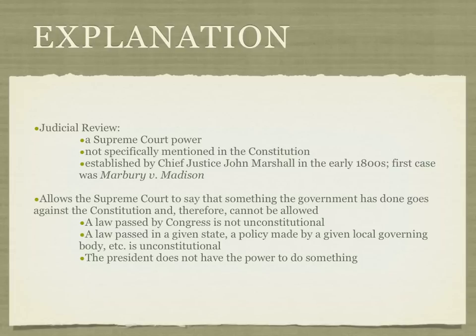It allows the Supreme Court to say that something the government has done goes against the Constitution and therefore cannot be allowed. Some examples of things the Supreme Court might rule unconstitutional are laws passed by Congress, laws passed in a given state or policies made by given local governing bodies, or actions taken by the President.